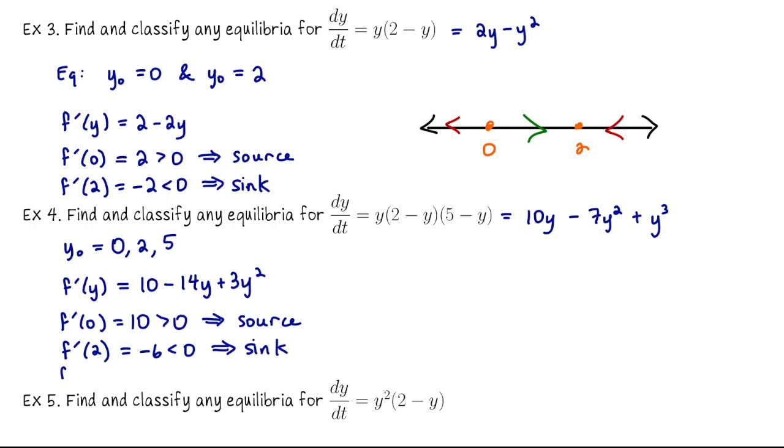And then lastly, f prime at 5, I think will probably be a source. But if you do 10 minus 70 plus 75, you get 15. I just plugged that in my calculator, but that's greater than 0, so that's a source.